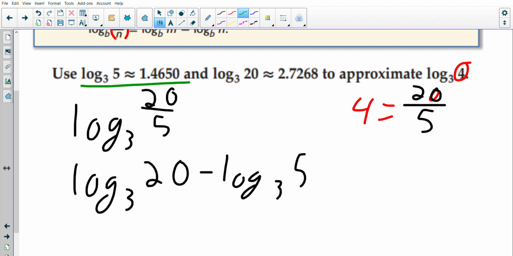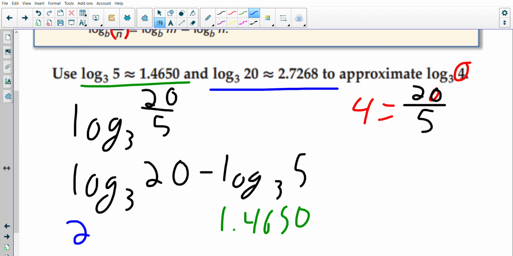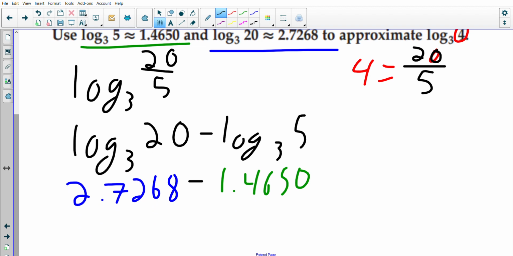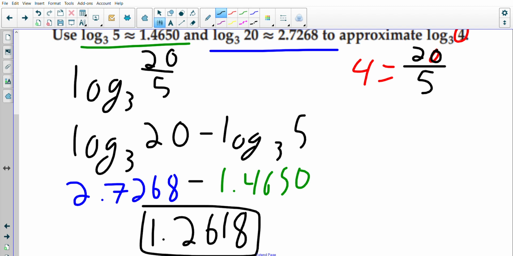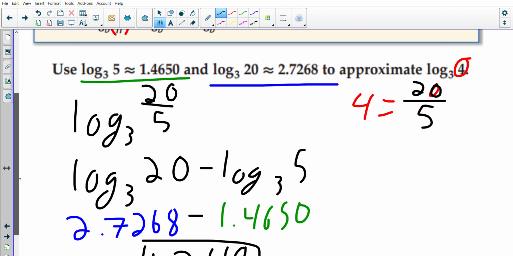Log base 3 of 5 is 1.4650. Log base 3 of 20 is 2.7268. And then all I do is subtract them, and I get approximately 1.2618. All right, so again, just using properties and substitution.